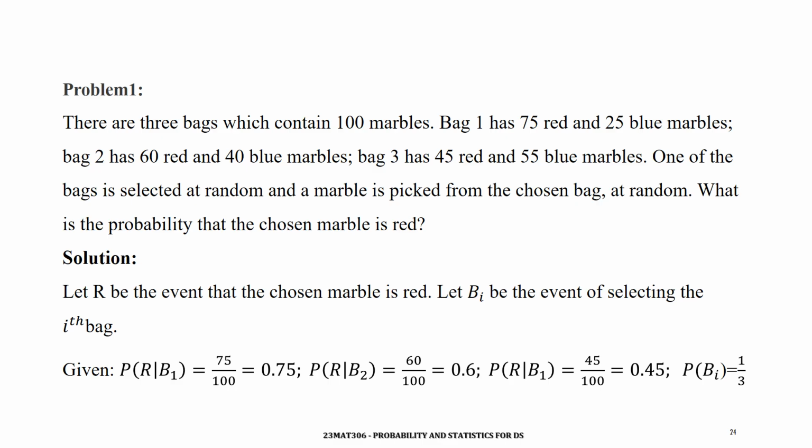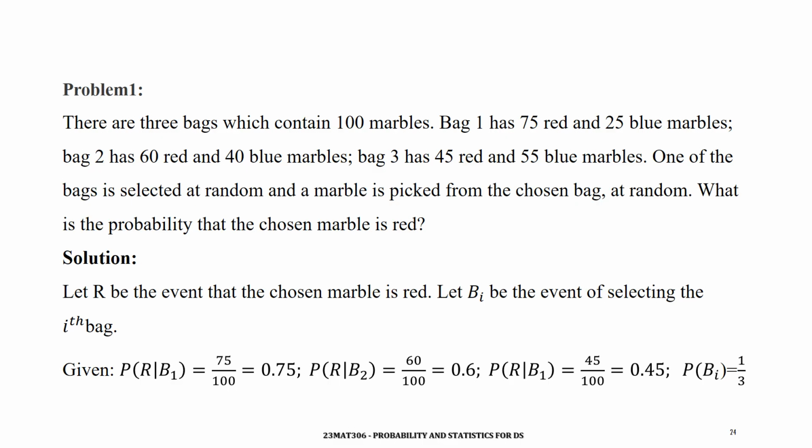So it is given that there are 3 bags which contain 100 marbles: bag 1 with 75 red and 25 blue marbles, bag 2 with 60 red and 40 blue marbles, bag 3 with 45 red and 55 blue marbles. One of the bags is selected at random and a marble is picked from the chosen bag at random. So what is the probability that the chosen marble is red?